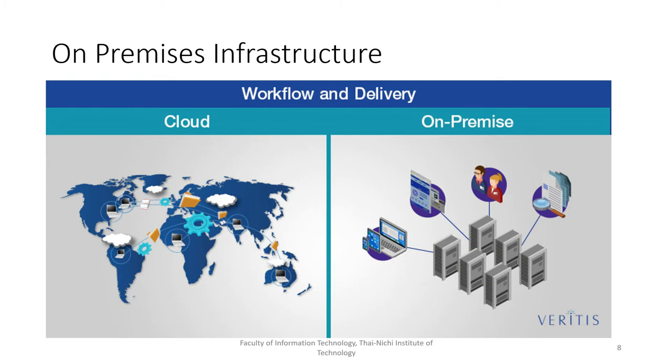Then we have the workflow and delivery. So we have these on-premise and on-cloud architectures. In the on-premise setup, we have everything in one particular area. So if that area has some problem with the network or with power outages, then everything is gone. But in the case of cloud computing, we can have copies in multiple regions and multiple servers across the world.